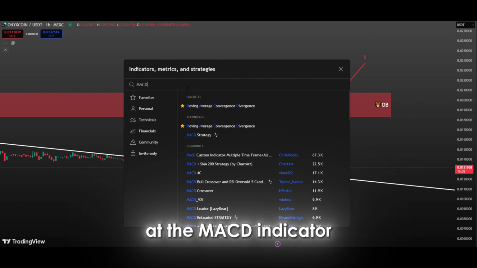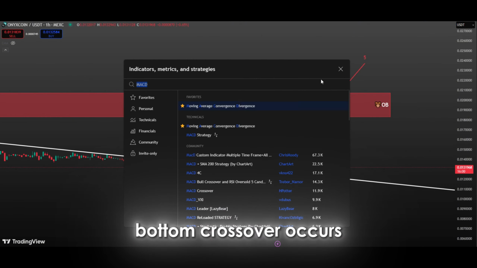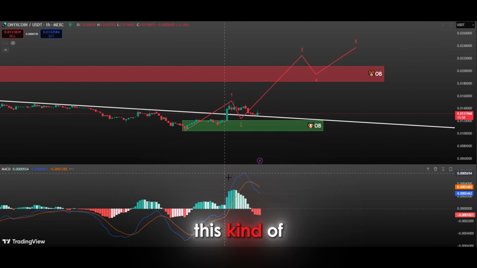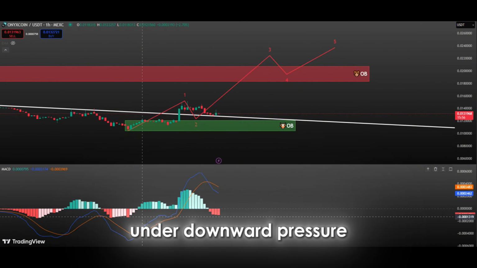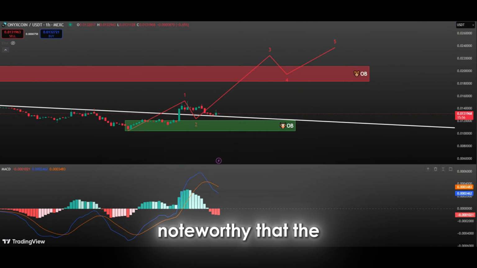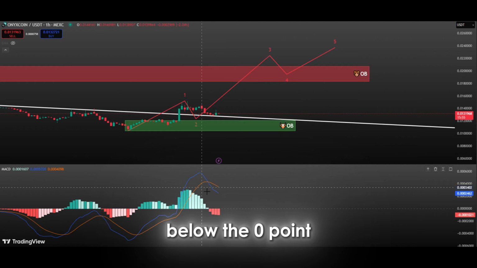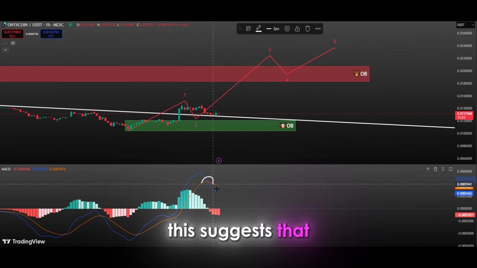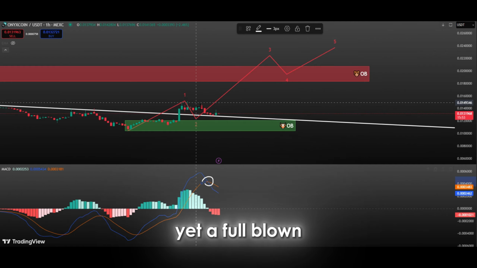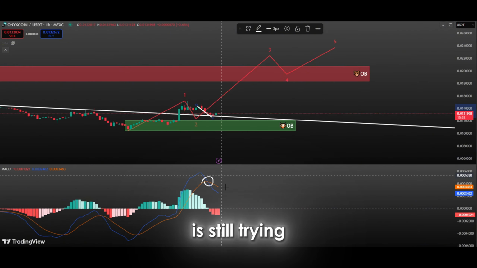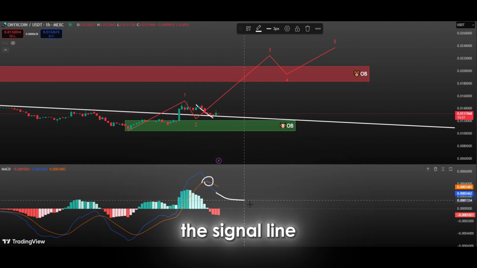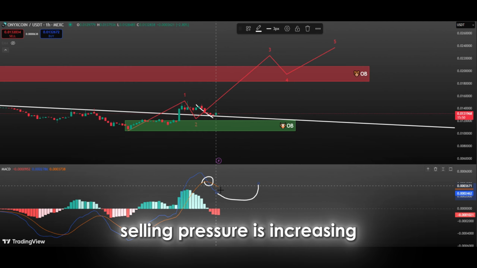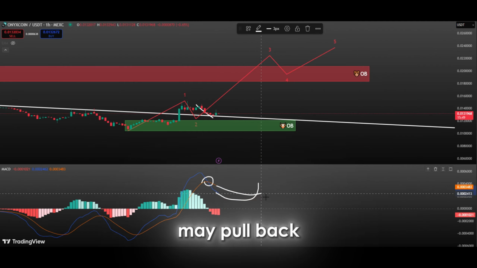When we look at the MACD indicator, we see that a top-to-bottom crossover occurs. This kind of crossover usually indicates a loss of momentum and that the price is under downward pressure. However, it is noteworthy that the MACD still hasn't broken below the 0 point. This suggests that the current downtrend is not yet a full-blown sell signal, and the price is still trying to find support. When the MACD line dips below the signal line, it usually indicates that selling pressure is increasing and the price may pull back.